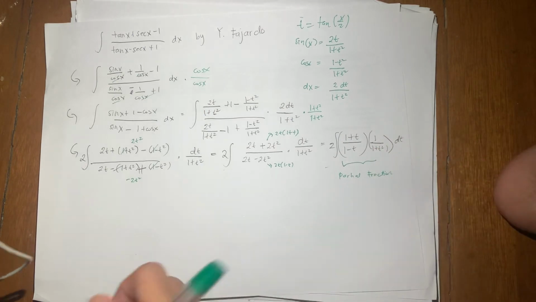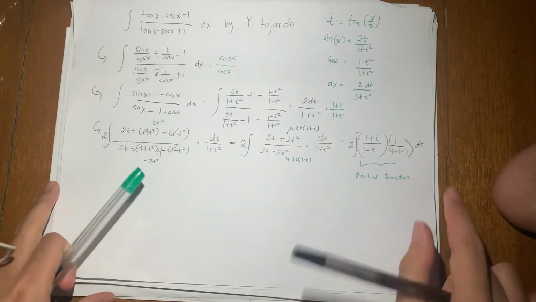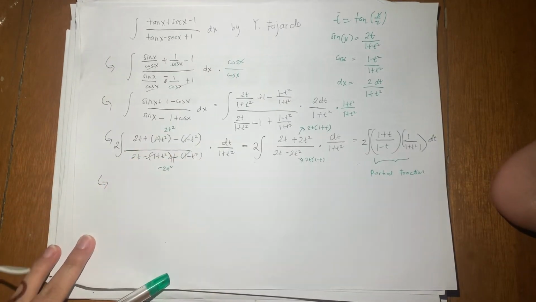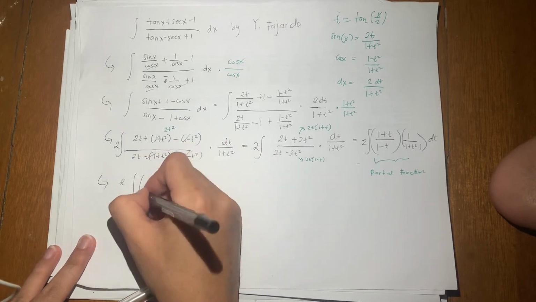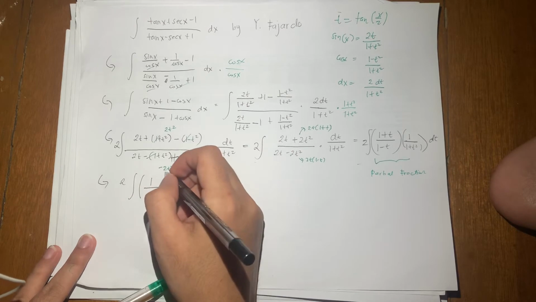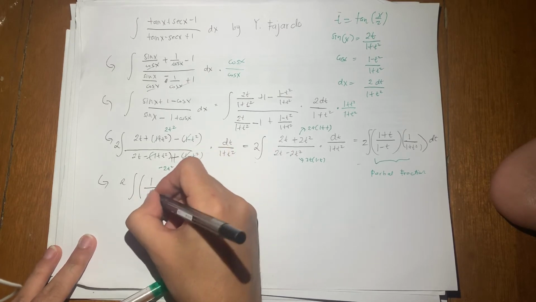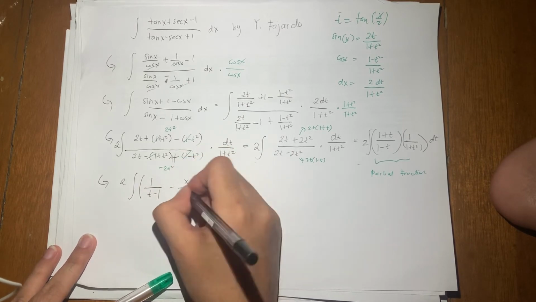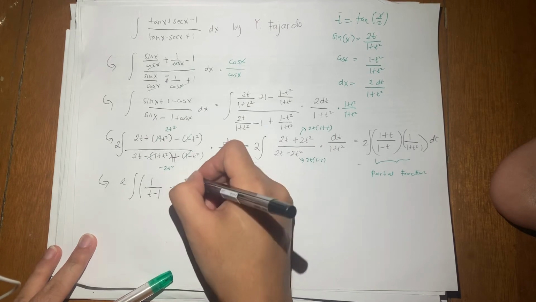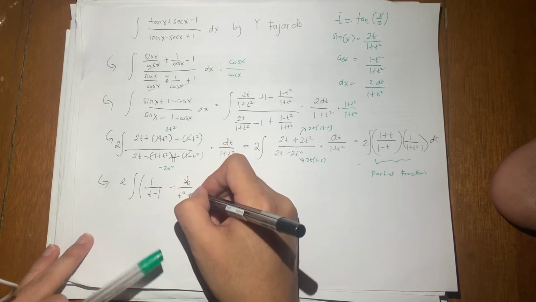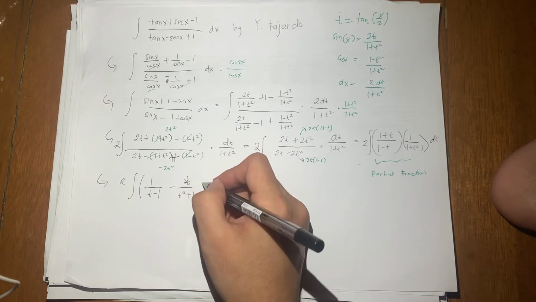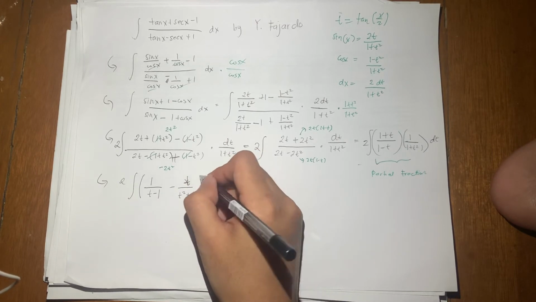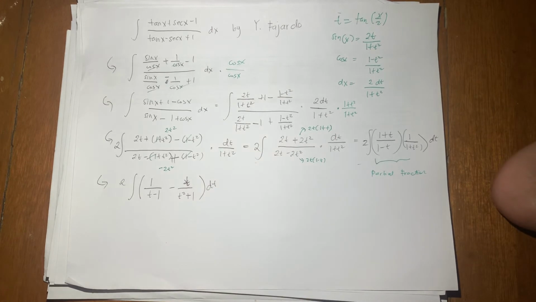So I'll just skip that part, kasi medyo mahaba-haba yun and hindi naman yun yung highlight ng solution na to. So this becomes 2 times the integral of 1 over t minus 1 minus x over t squared, that is t over t squared plus 1. So tama ba tong solution na to?